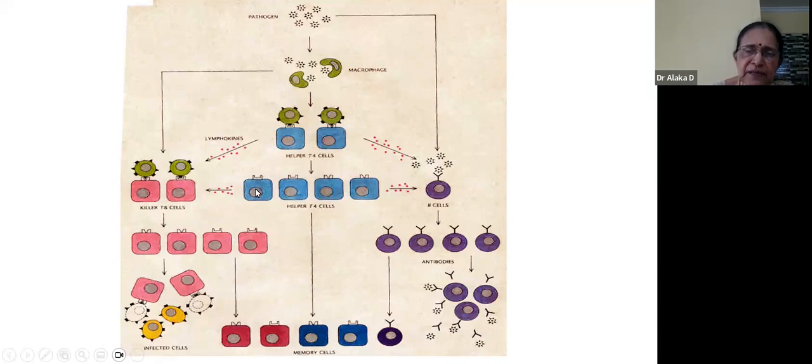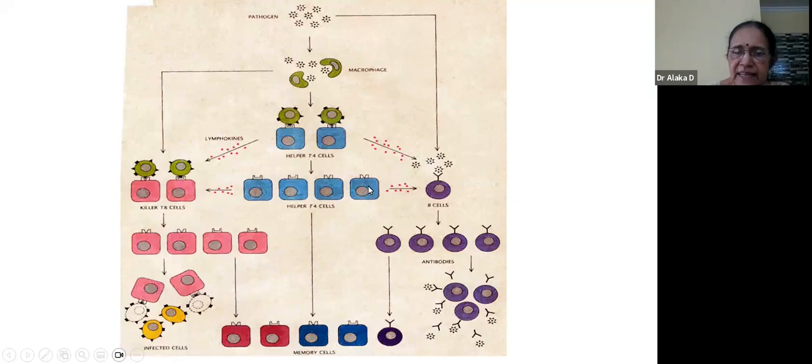Now one of these helper T4 cells differentiates and forms killer T8 cells. And these killer T8 cells then differentiate as natural killer cells. And these natural killer cells will attack the infected cells and remove them from the circulation. So these are natural killer cells or T8 cells. They are all lymphocytes, but they will attack the infected cells and destroy them. So this is the natural killer cell.